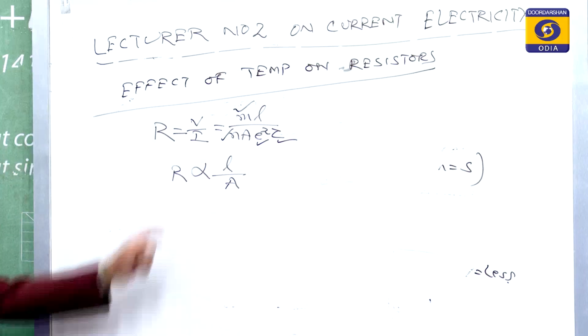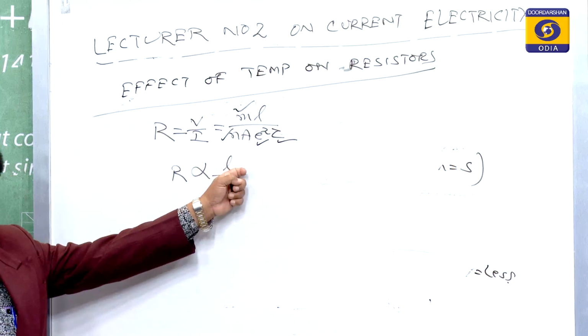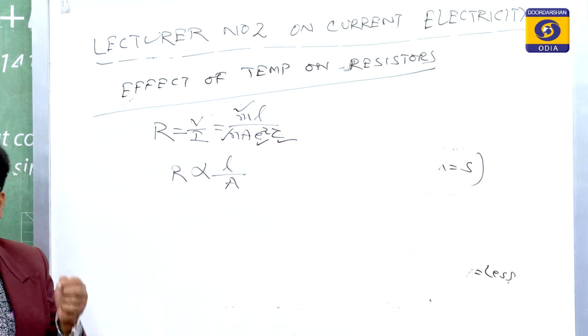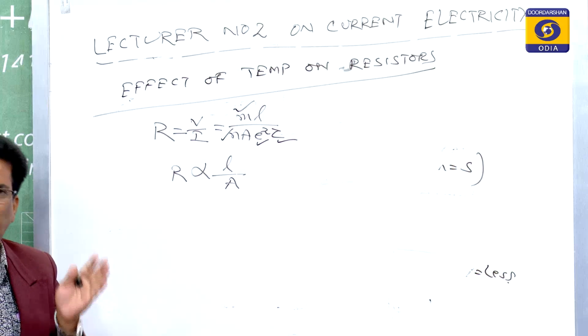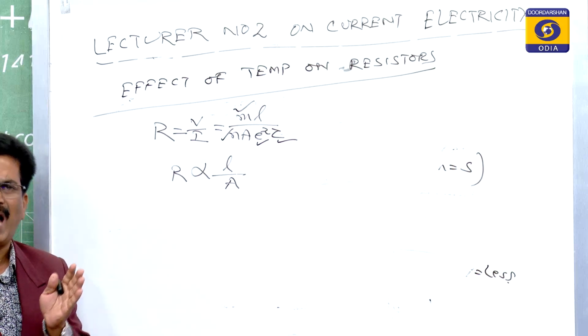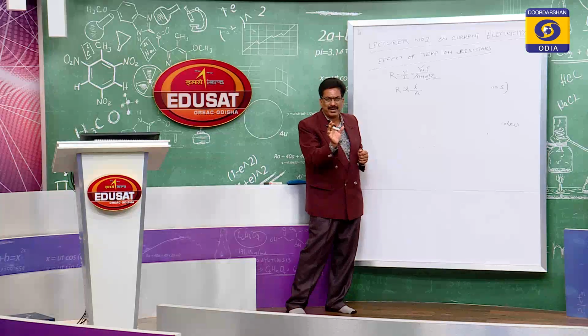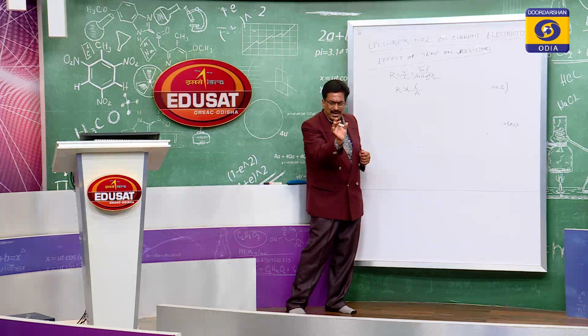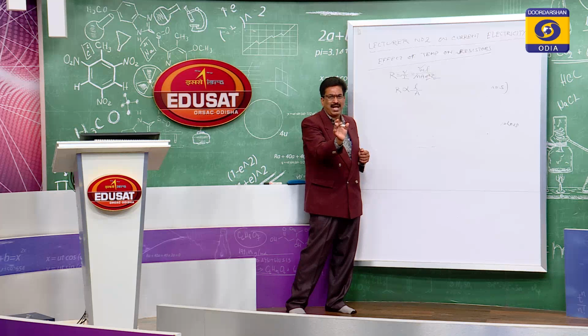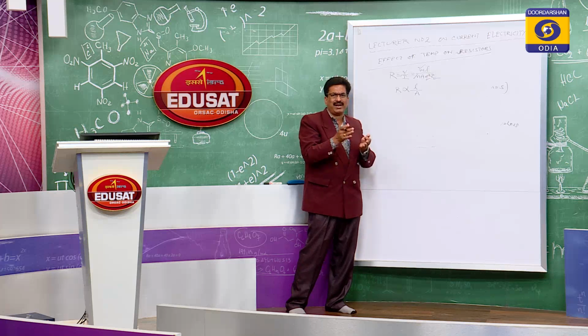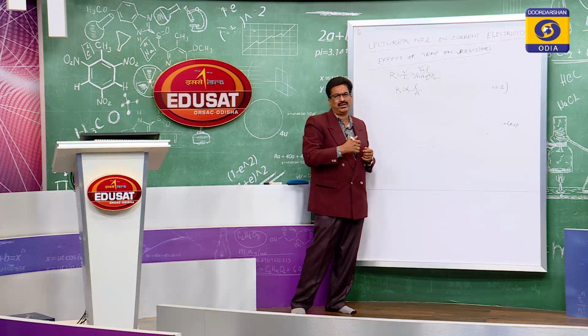If R is proportional to L, L means the length. The length varies when the temperature varies. Suppose we have a metallic conductor and it is supplied with heat. If the temperature goes on increasing, then as per our general knowledge, we come to the conclusion that the length of that conductor goes on increasing.